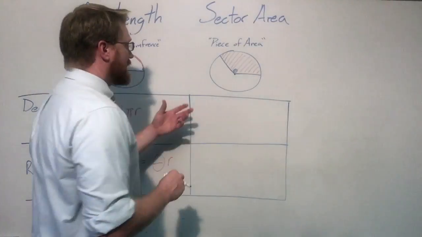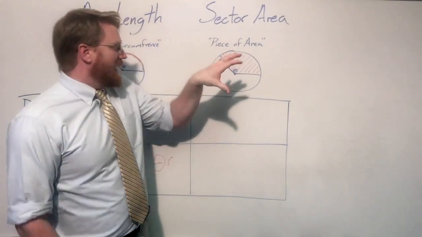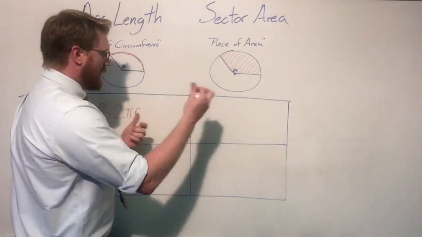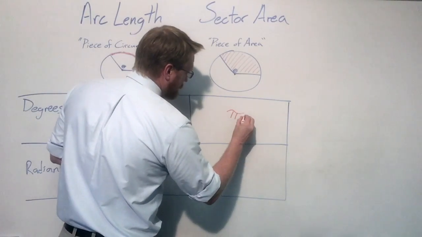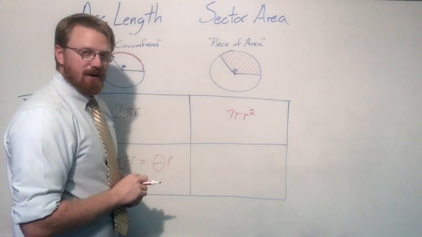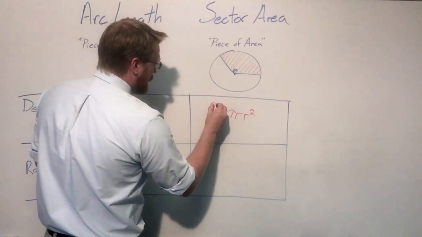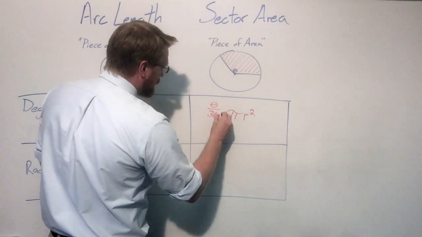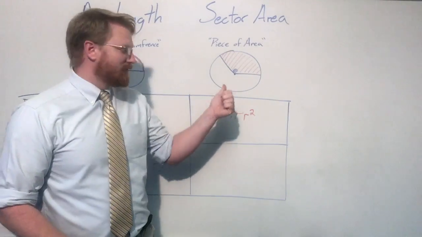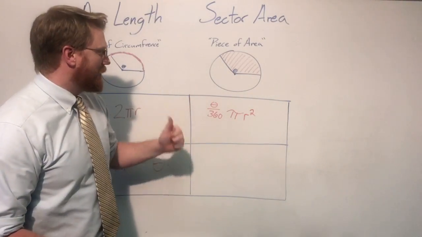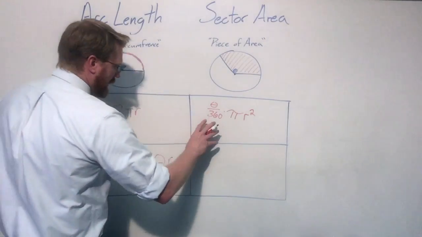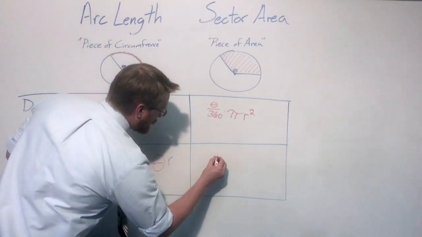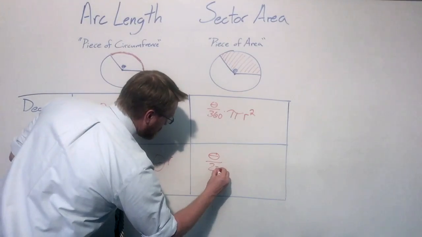If I'm talking about the sector area, that's talking about a piece of the area of that circle. So the area formula is going to be involved. Pi r squared gets you the area of the entire circle, and theta over 360 gets you the size piece of pizza you have, right? The size of the pie you have. So that's going to be a portion of the area. If I jump down here into radians, that 360 is just a 2 pi.